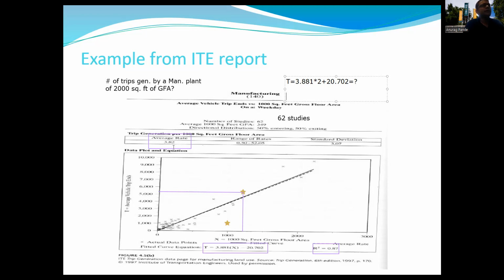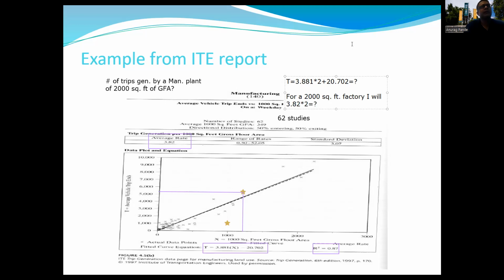And the average rate method is pretty simple. The trip generation per 1,000 square feet of area is 3.82. If this is the average rate for a 2,000 square feet factory, I will have the average, 3.82 times 2. And you can start to see that these numbers could be very different from each other.